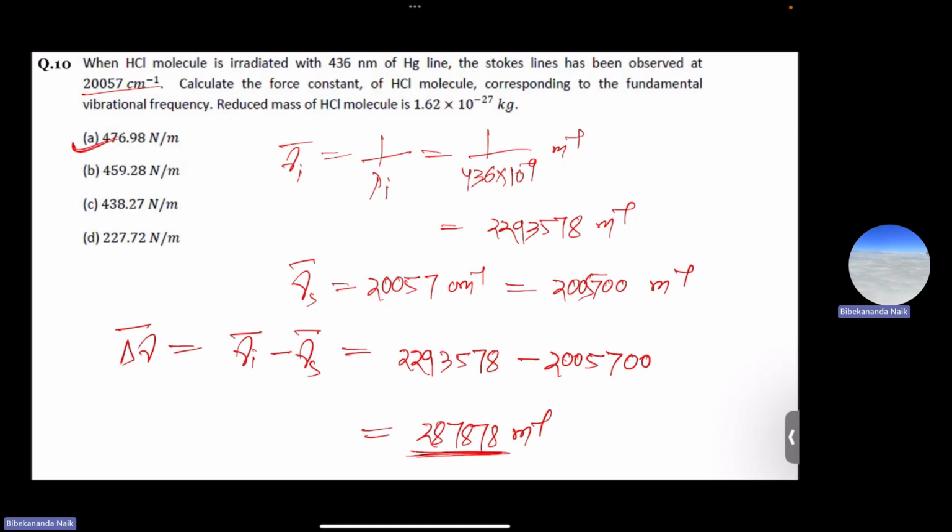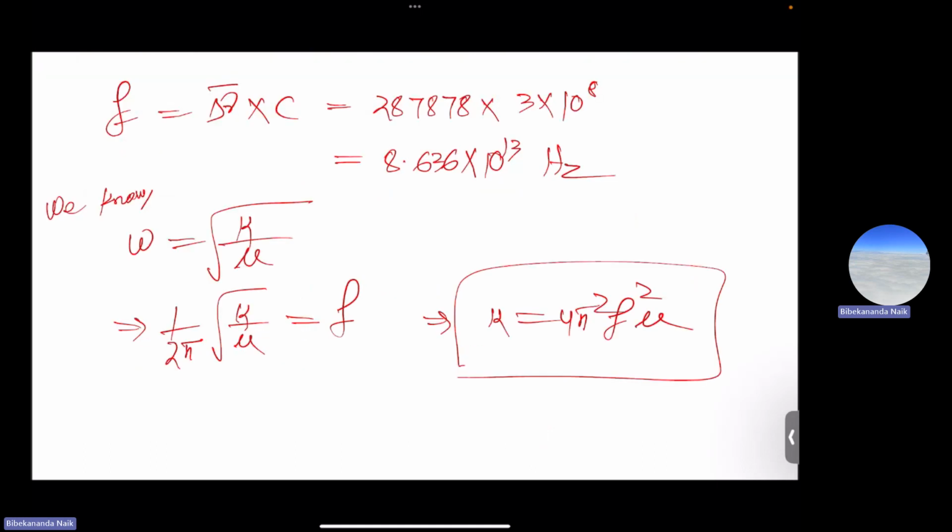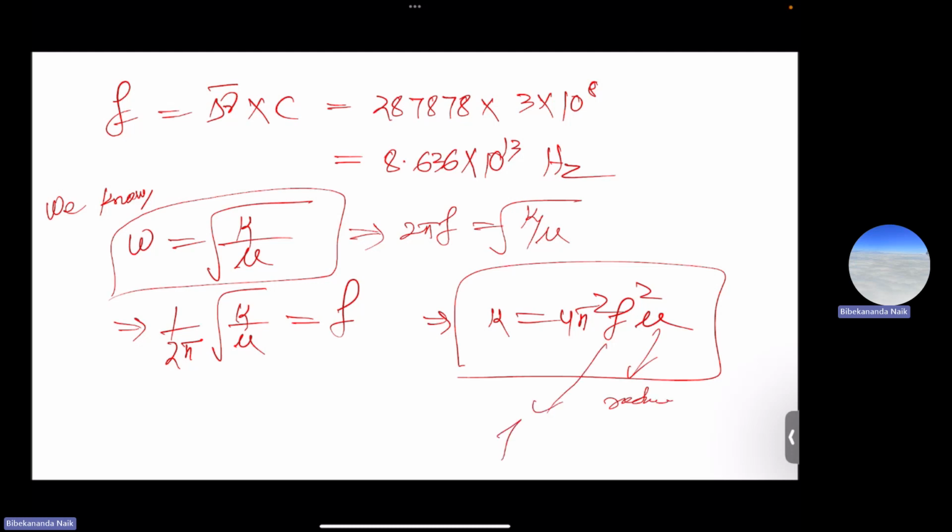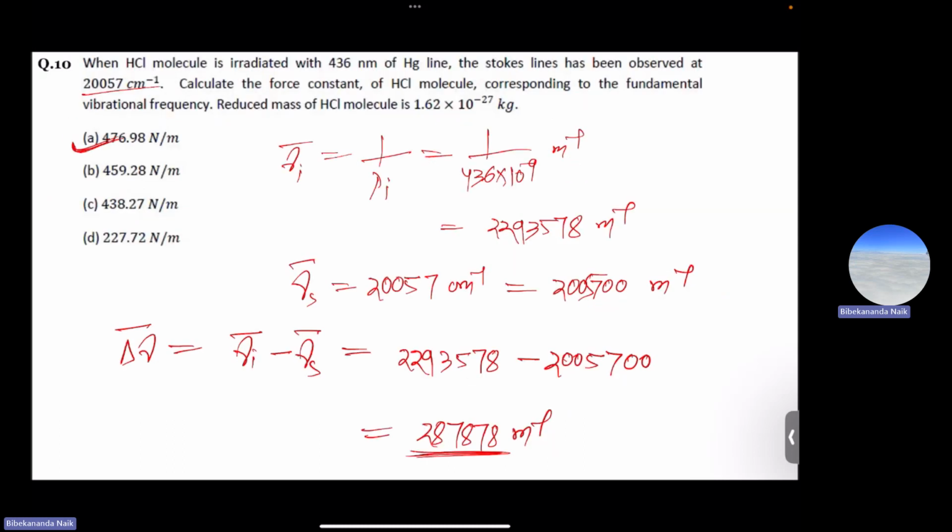So once we calculate the fundamental vibration frequency, we have the formula. Angular frequency is omega, which is root of k by mu. So omega is 2 pi f, which is root of k by mu. If you take 2 pi to the right hand side, it will give us 1 by 2 pi root of k by mu is equal to f. So k will be 4 pi square f square into mu, where mu is the reduced mass and f is the fundamental frequency of vibration. So since we have all the values, when you put all the values, you can easily get the answer. So the correct option is 476.98 Newton per meter, that is option A. I hope this is clear to everyone.